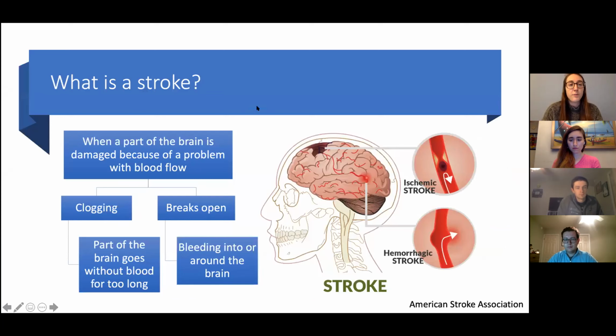So just to circle back, what is a stroke? A stroke is when part of the brain is damaged because of a problem with blood flow. There are two main types. We have clogging, where there's something stuck in here that is not allowing the blood to flow through, or we can have weakened vessel walls that break open, and we can have bleeding into a site with no blood flow downstream. So these are two ways that strokes might occur.